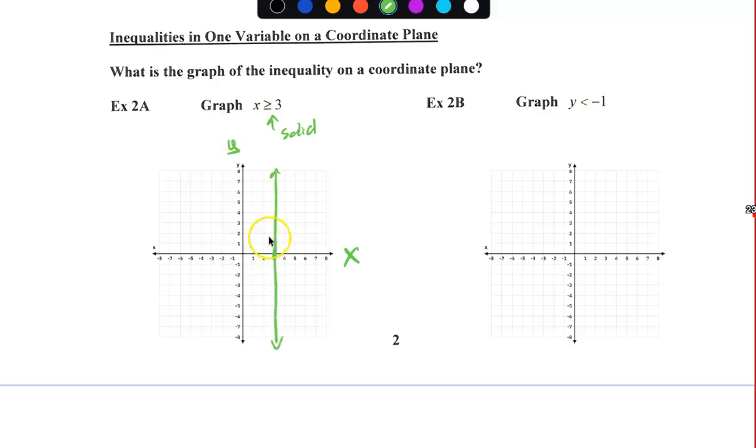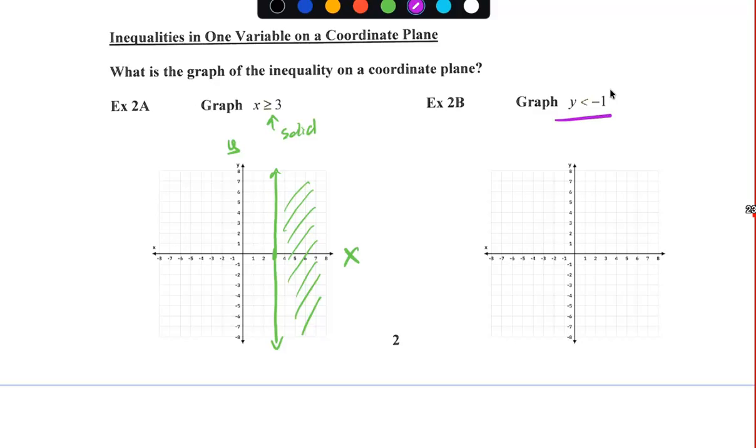And now which side do I shade, left or right? It's telling you what numbers are bigger than 3. These numbers are bigger than 3, so it's telling you to shade this way. It's pointing that direction. And if you want, you can plug in a test point. Pick a point like 6. 6 is greater than 3? True. Shade. Pick a point over there, -3. -3 is not greater than 3, so don't shade this part. Shade the opposite. It works the same for y.